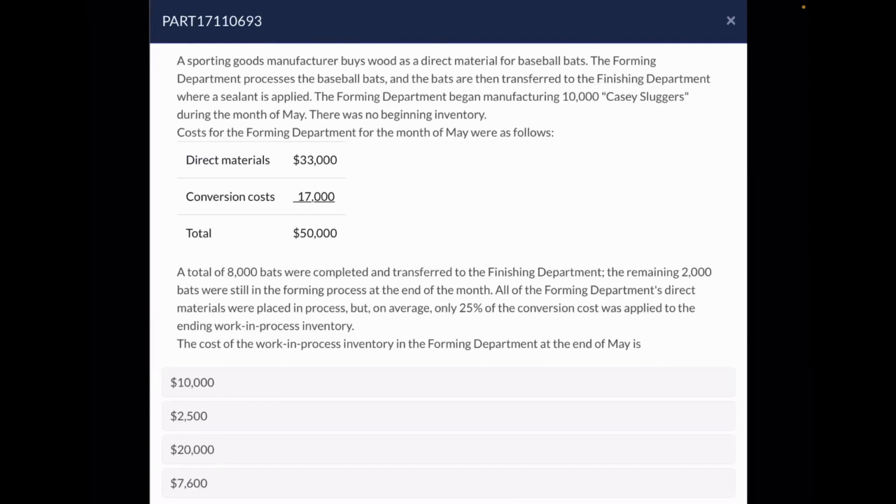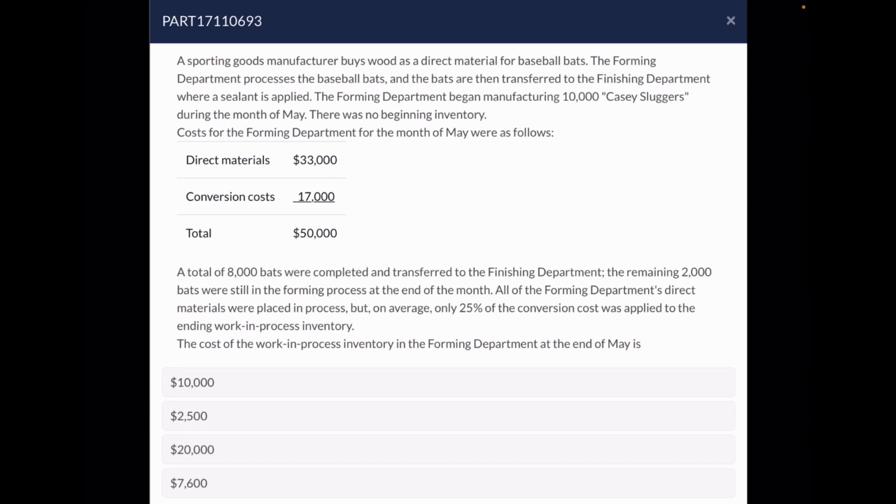A sporting goods manufacturer buys wood as a direct material for baseball bats. The forming department processes the baseball bats, and the bats are then transferred to the finishing department where a sealant is applied. The forming department began manufacturing 10,000 sluggers during the month of May. There was no beginning inventory.